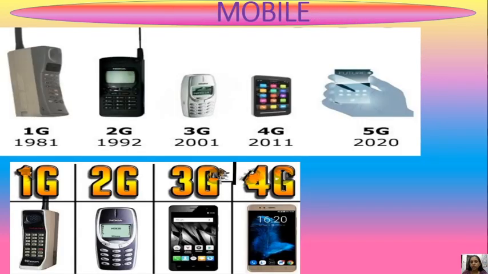Here you can see two more images. Both are showing the concept of generations 1G, 2G, 3G, 4G and 5G: first generation, second generation, third generation, fourth generation and fifth generation. These images show the cell phones related to each particular generation. You can differentiate the models and types of cell phones here generation-wise.